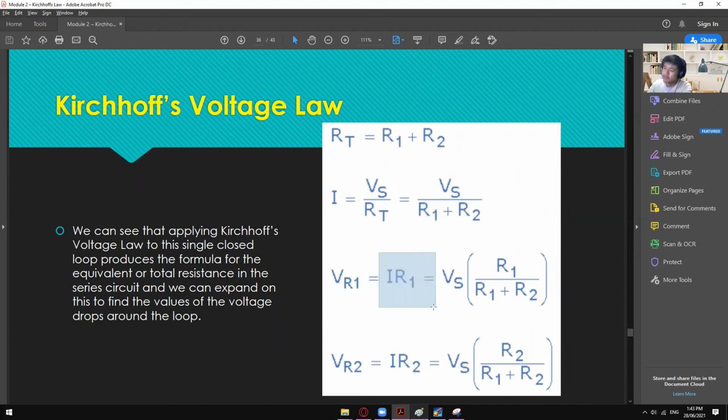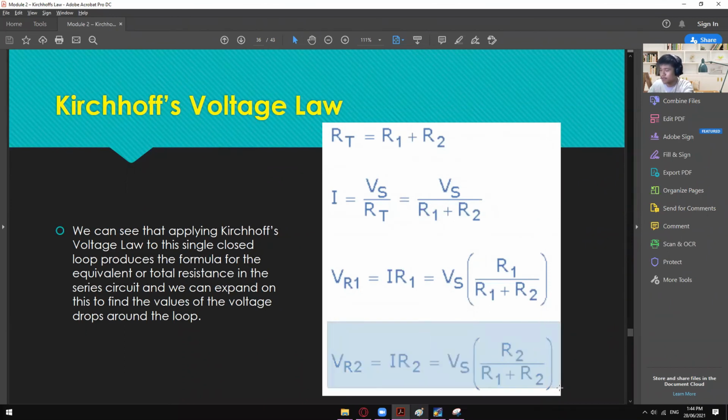If you want to get the individual voltage of R1, VR1 is equal to I times R1. Initially we only have I, which is Vs divided by RT, or Vs divided by R1 plus R2. So we can use that to replace this I right here. So Vs times R1, divided by R1 plus R2. It's just a matter of manipulating your equations using Ohm's law.